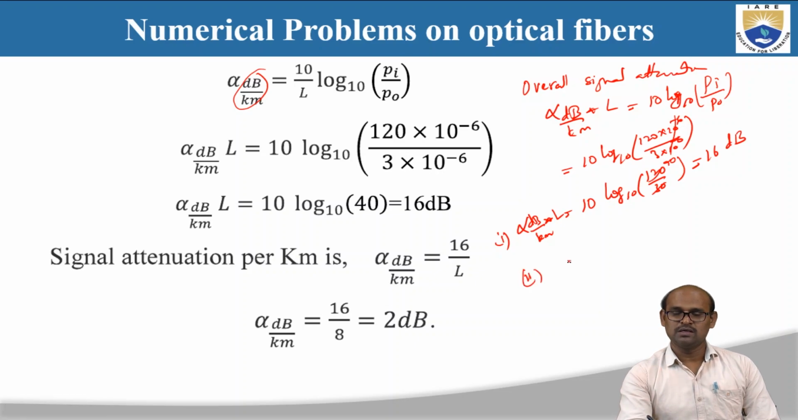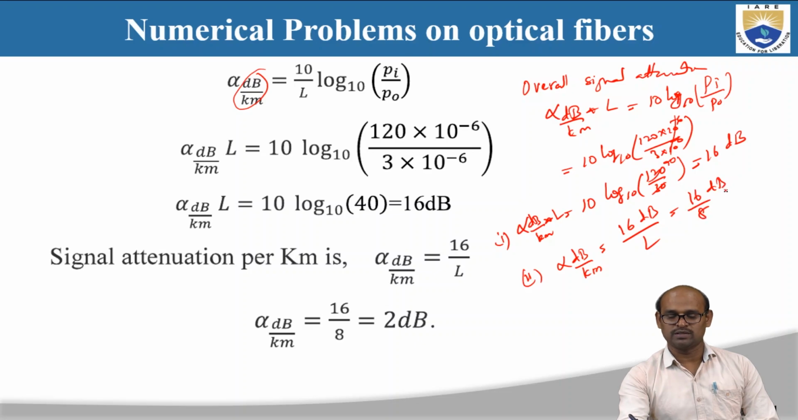Now, the second one is signal attenuation per kilometer. So alpha decibels per kilometer is, now you are going to take this L to this side. So that is 16 decibels by L. What is the length of the fiber? Length of the fiber is 8 kilometers. So that is basically 2 decibels per kilometer. So that is 2 decibels.